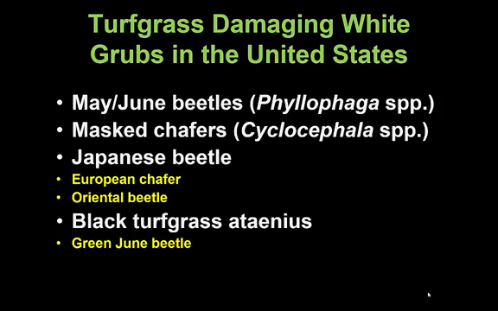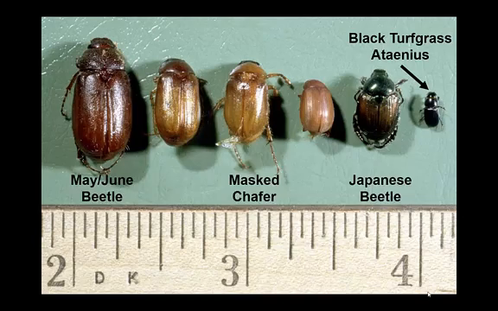The Japanese beetle, a relatively new import into the region, and a fairly modestly important insect, largely limited to sites in golf course settings, the black turfgrass ataenius. So the focus for this class will be on the four species that we see most commonly in this region, and this would be the adults of those insects: the May-June beetles, the masked chafers, Japanese beetle, and black turfgrass ataenius. Now, all of these that are associated with turfgrass have some similarities in terms of their habits.